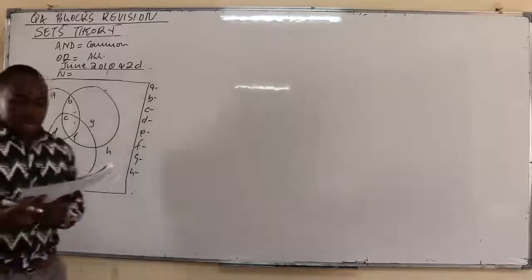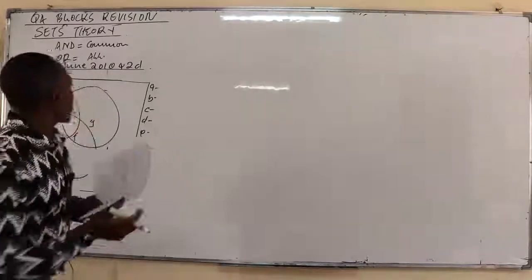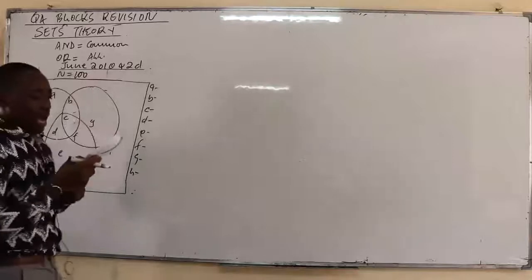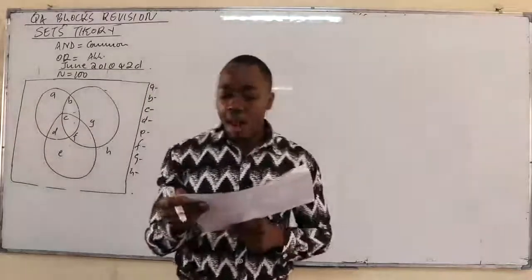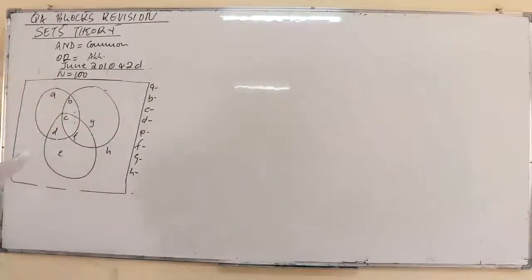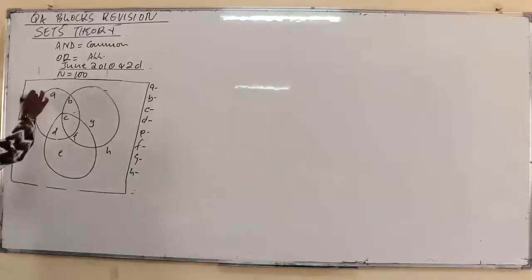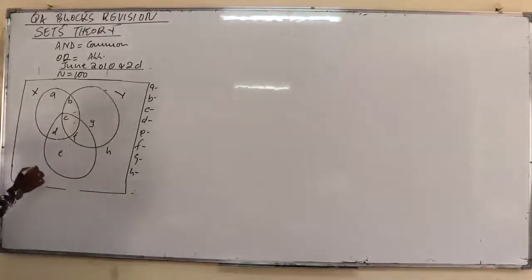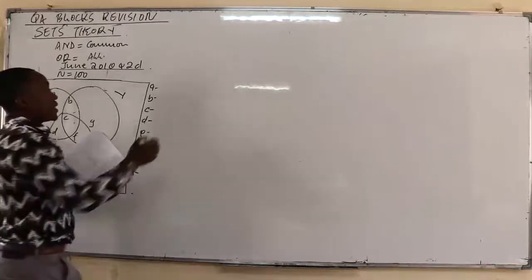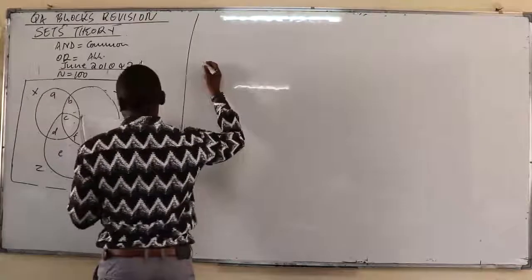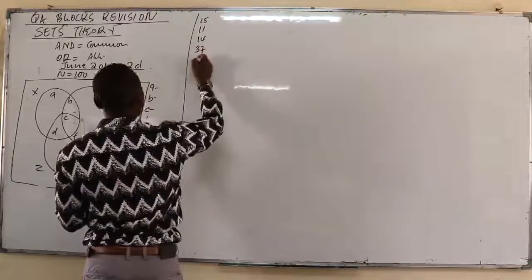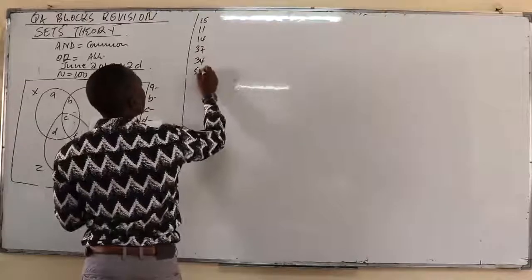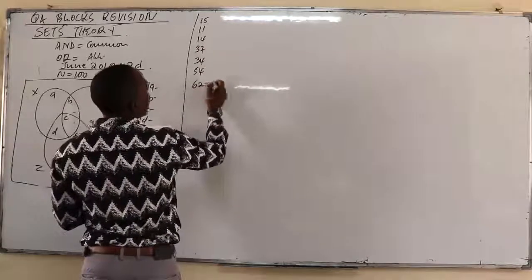So you're told that a sample of 900 voters, so N is 900 voters, reveal the following information concerning their preference for candidates X, Y, and Z, who are vying for the party chairman, secretary, and treasurer position respectively. So we have candidates X, Y, Z. Then we are given that information: 15, 11, 14, 37, 34, 54, 62.